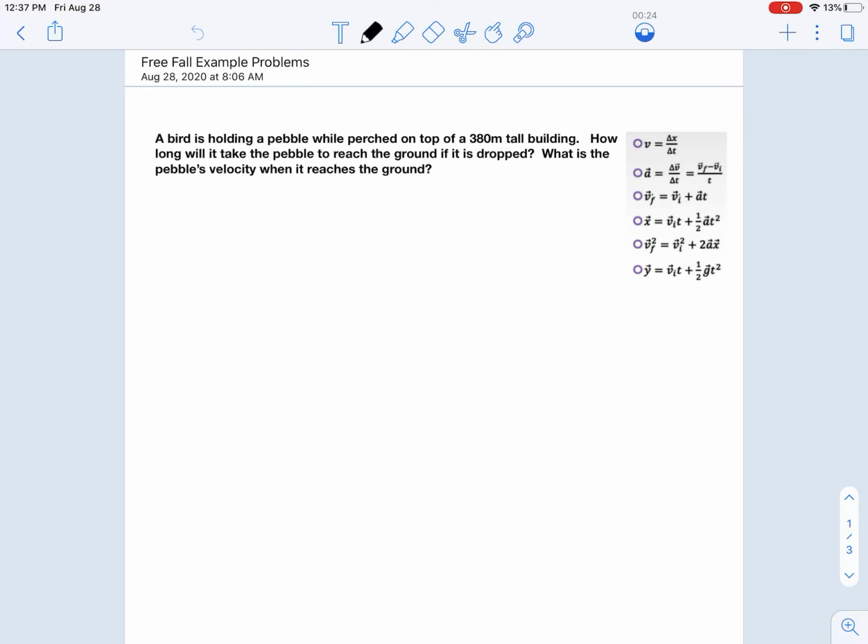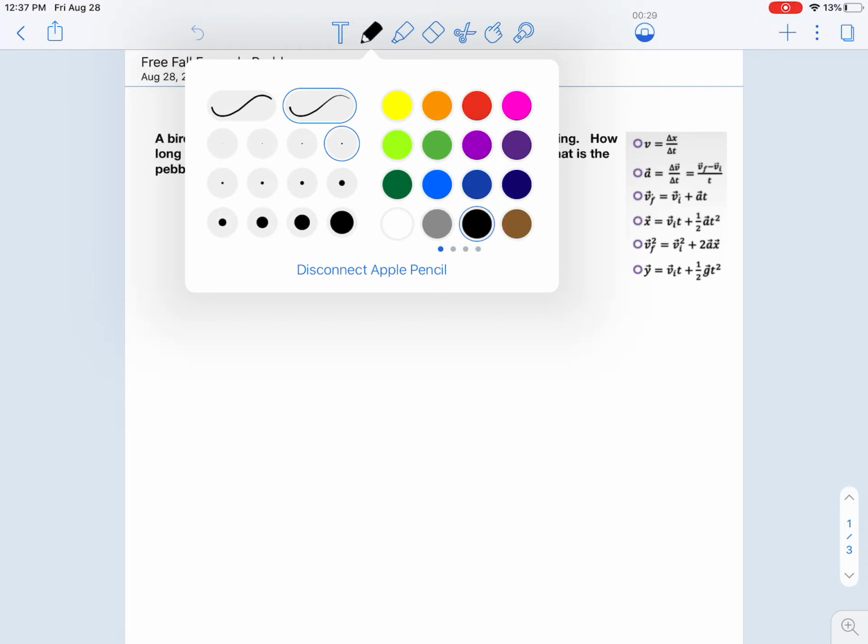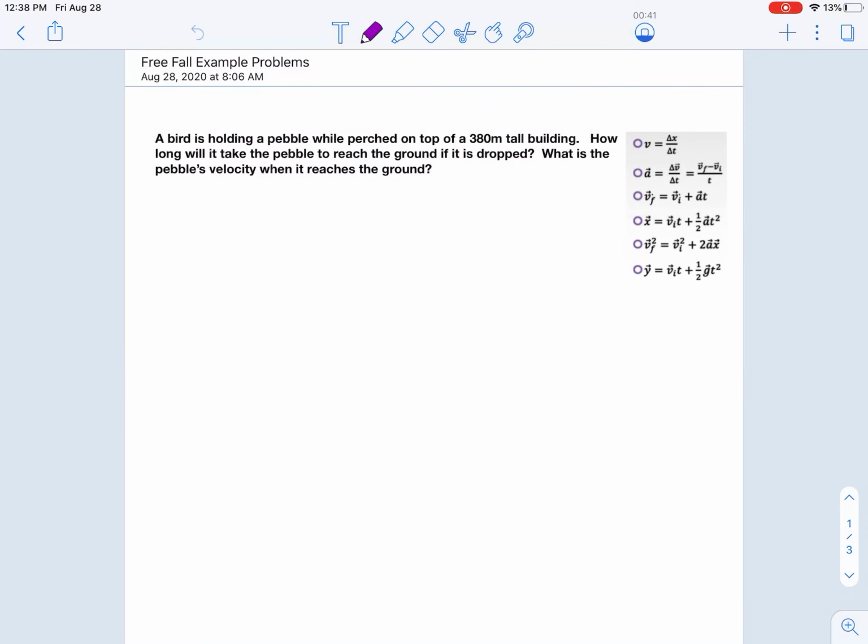So again, we want to make sure that we are reading the question, looking for information that is going to lead us to some givens that we can write down, or information that's just given to us as fact, as numbers. So a bird is holding a pebble while perched on top of a 380-meter tall building. I personally like to draw pictures because I find them helpful, okay?